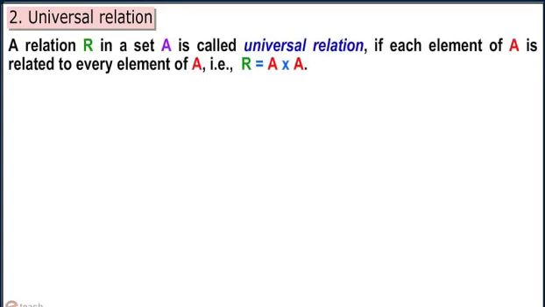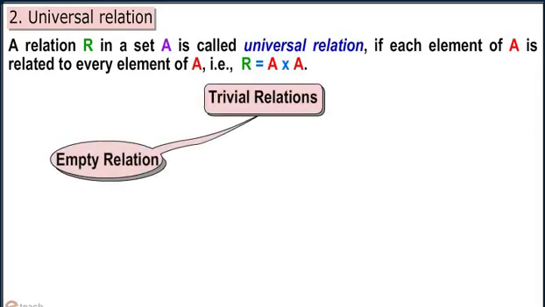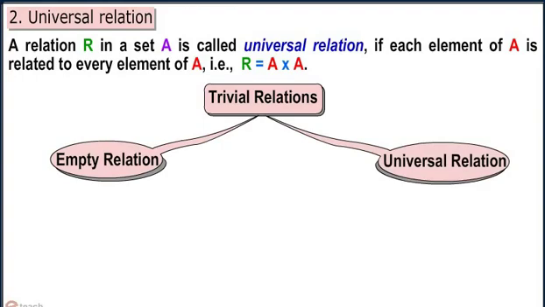Let us study universal relation. A relation R in a set A is called universal relation if each element of A is related to every element of A. That is, R equals the Cartesian product A into A. Empty relation and universal relation are the types of trivial relations.